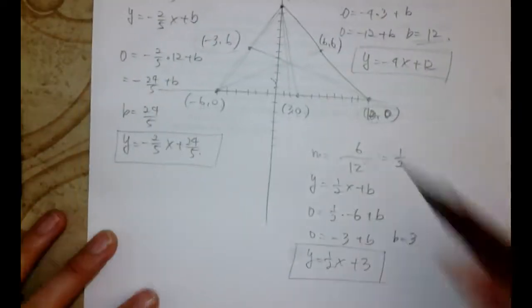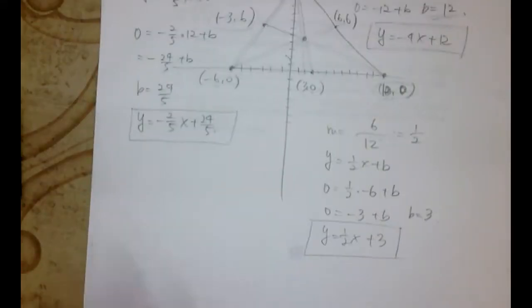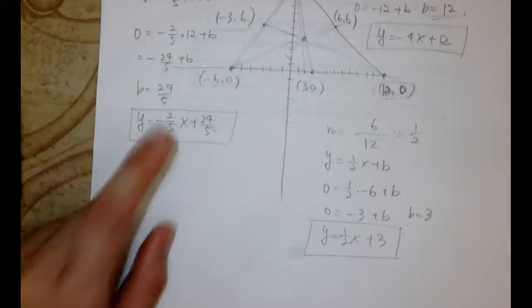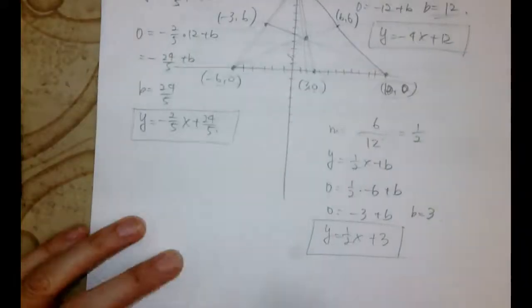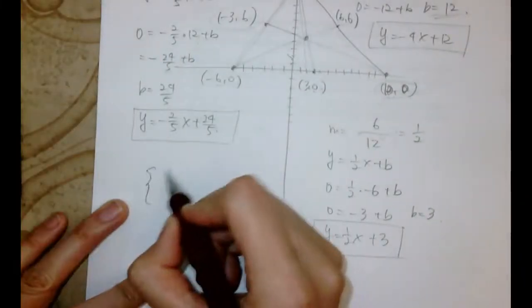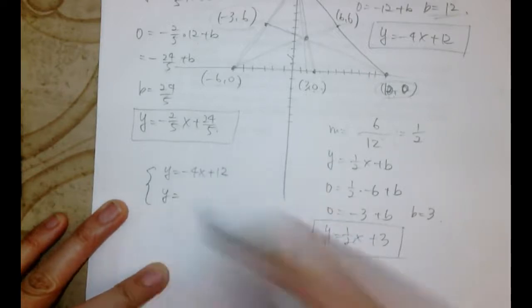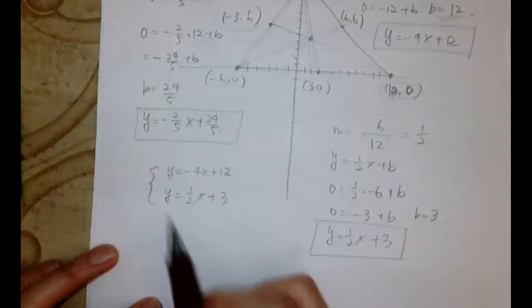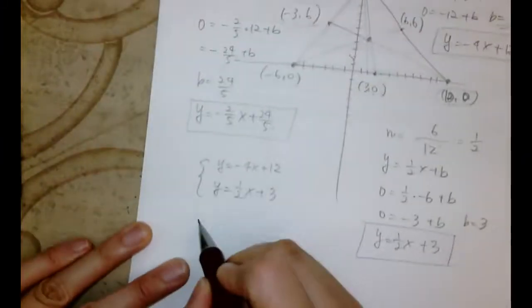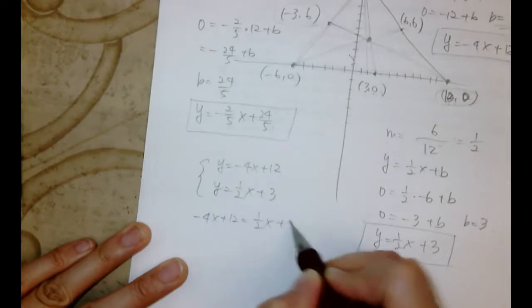Okay, now we have to find the intersection of these three lines, and you just have to pick two lines to solve a system, and I'm not going to pick this one. Okay, so I have to pick these two, and let's solve a system. y equals minus 4x plus 12, and y equals 1/2 x plus 3. So since they are already in y equals form, just set them equal. Minus 4x plus 12 is 1/2 x plus 3.